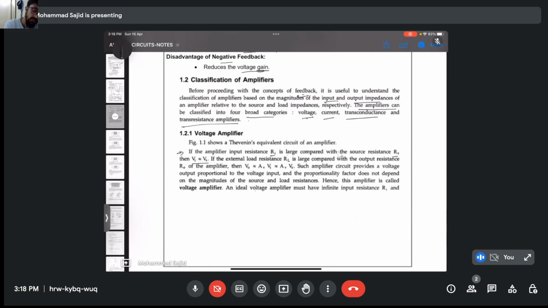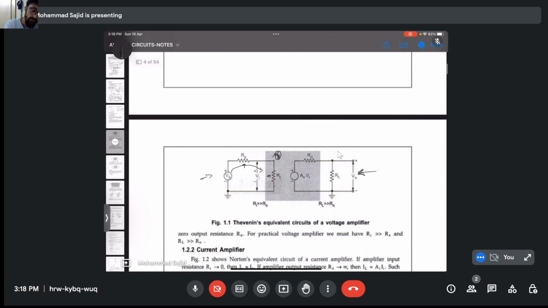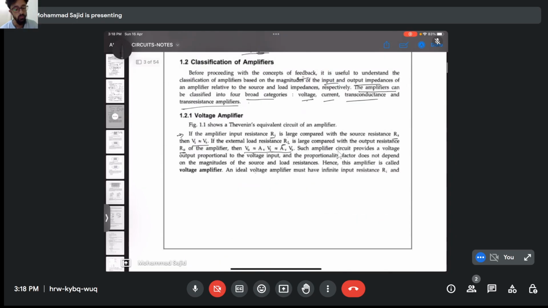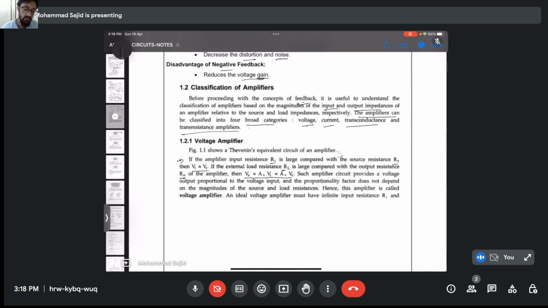And at the output side, if the external load resistance RL is large compared with the output resistance R0 of the amplifier, then V0 is equal to Av Vi, which is equal to Av Vs. Similarly, at the output, R0 is less in comparison to RL, so the whole output potential will drop across RL, and your V0 will be simply equal to A times Vi, and Vi will be nearly equivalent to Vs.